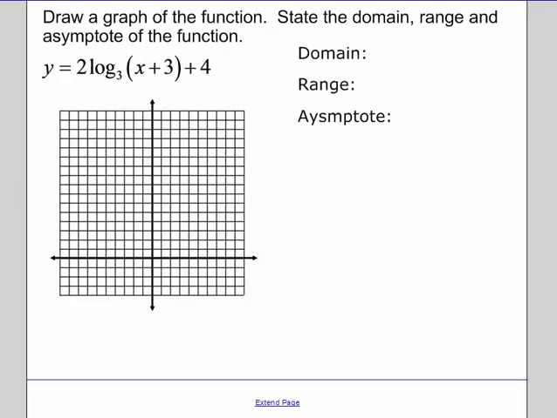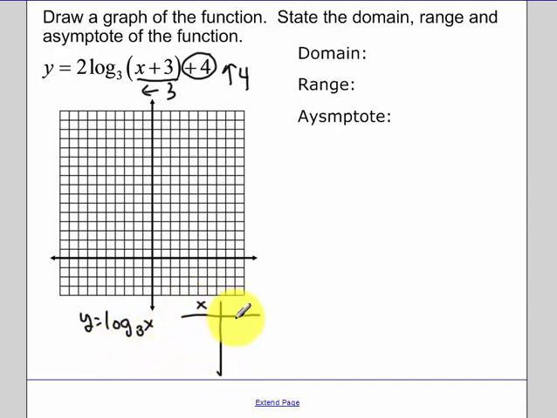Now graphing logarithms. This is very, very challenging for many students. So normally we have this log base 3 of x plus 3. That moves our asymptote, which is normally the y-axis, 3 to the left. This 4 moves all my points up 4. And then the 2 is a y multiplier. So normally what we have is translations of this graph, y equals log base 3 of x.